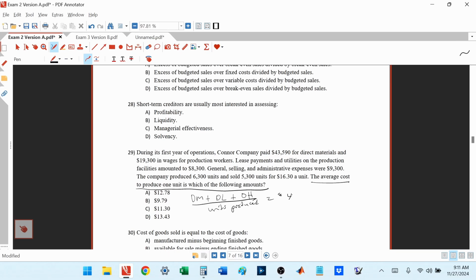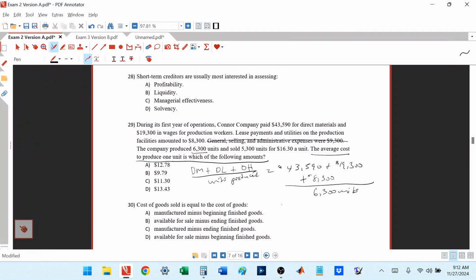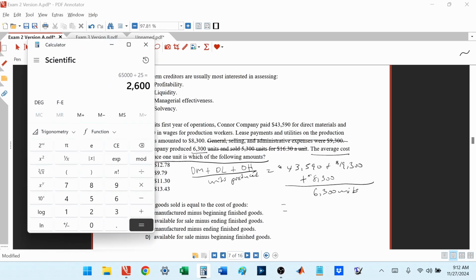So materials are 43,590. Direct labor is 19,300. And lease payments and utilities on the production facility amounted to 8,300. That's manufacturing overhead. General selling and administrative expenses were 9,300. That's not a product cost. That's a period expense because it does not occur in the factory. Divide by the units produced right here. And that ratio will be our average cost to produce 1 unit. We don't care about how many units we sold, and we don't care about our selling price. That's not relevant to answering this particular question.